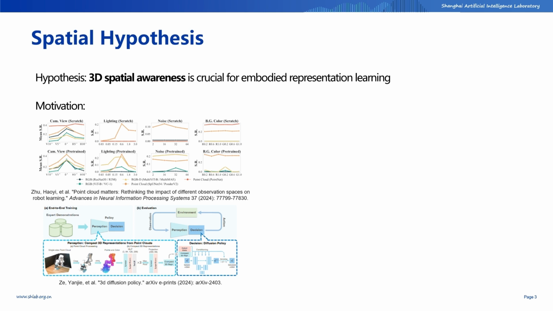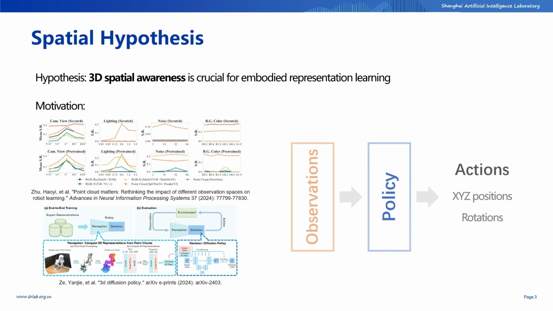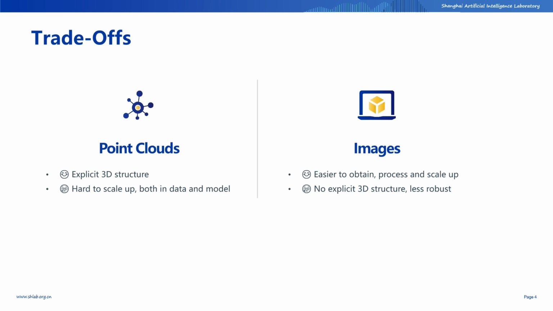First, prior work has demonstrated that incorporating explicit 3D data structures, e.g., point clouds, significantly enhances policy performance. Second, since embodied AI policies typically process observations and generate 3D positions and rotations as actions, the problem can naturally be framed as a 3D regression task.